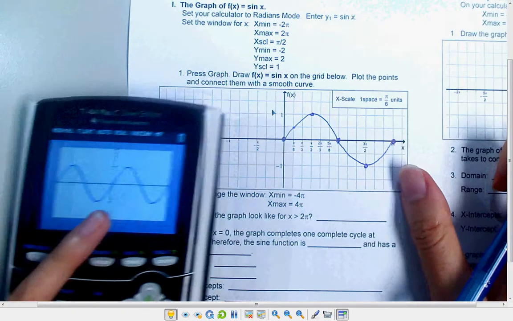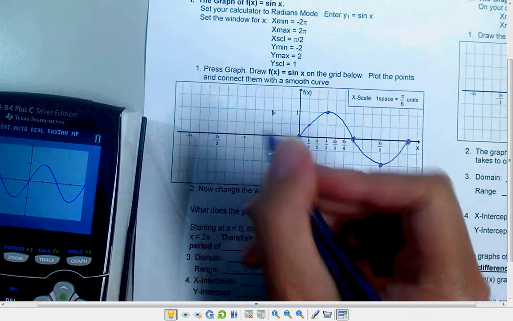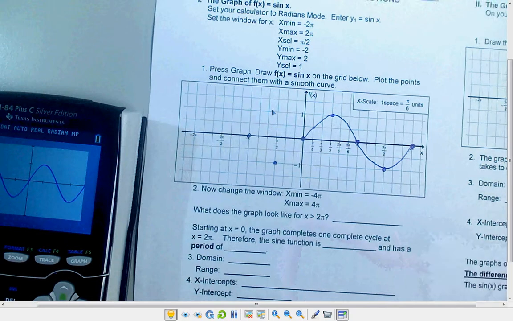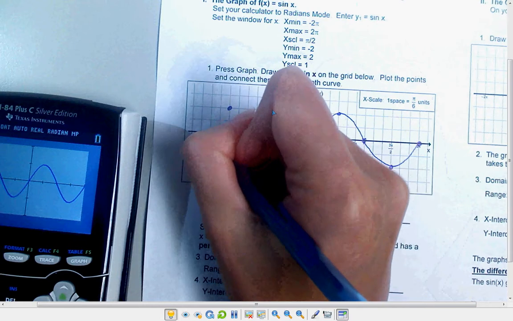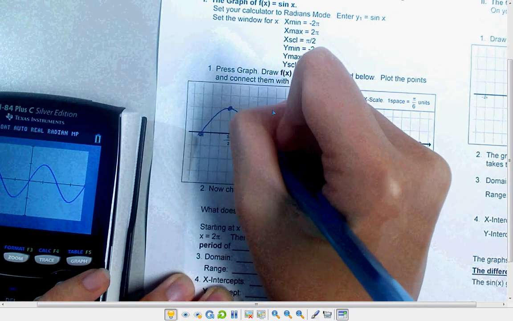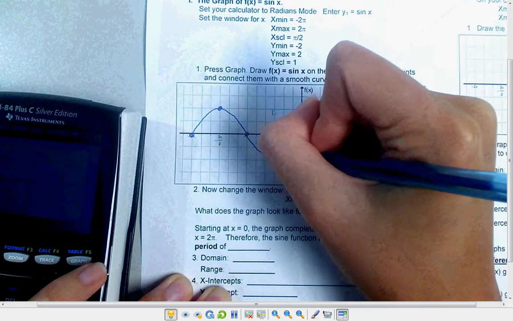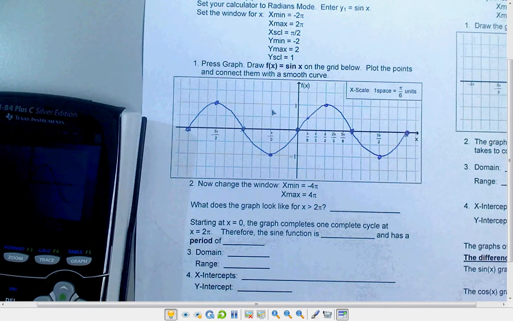And same thing on this side. So now at negative pi over 2, it's at negative 1. Negative pi is 0. Negative 3 pi over 2 is at positive 1, and negative 2 pi is at 0. So again, we're going to connect this in a smooth curve, and this is our sine function.